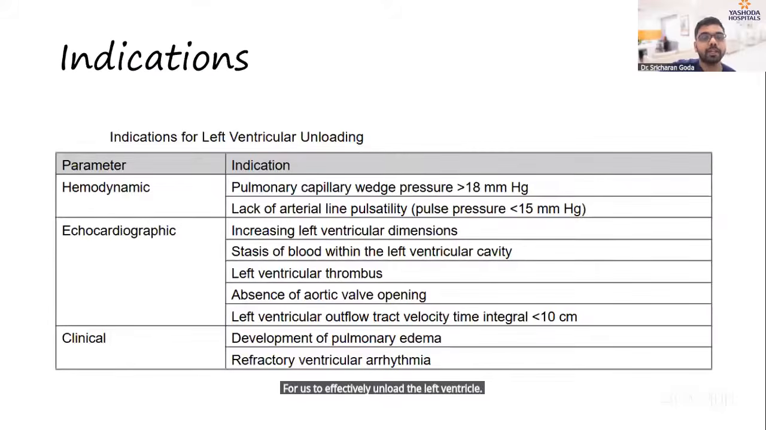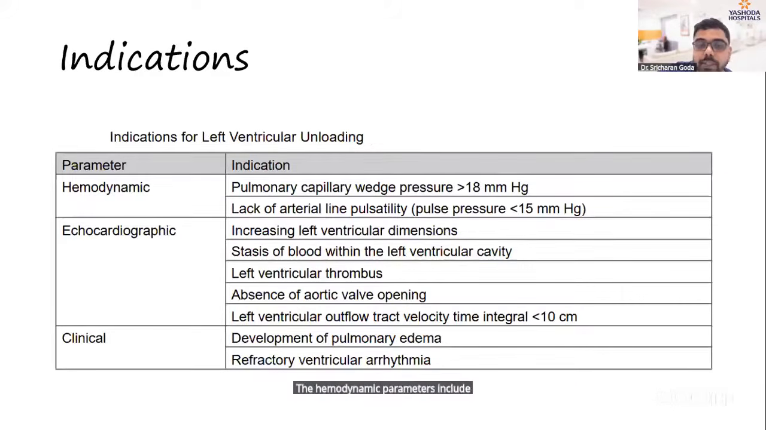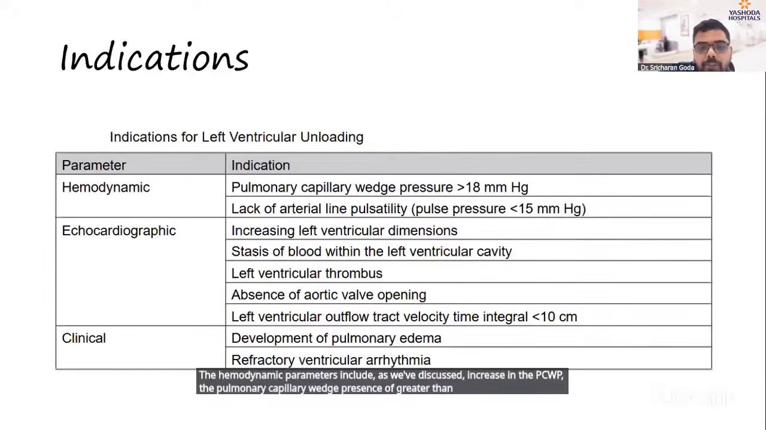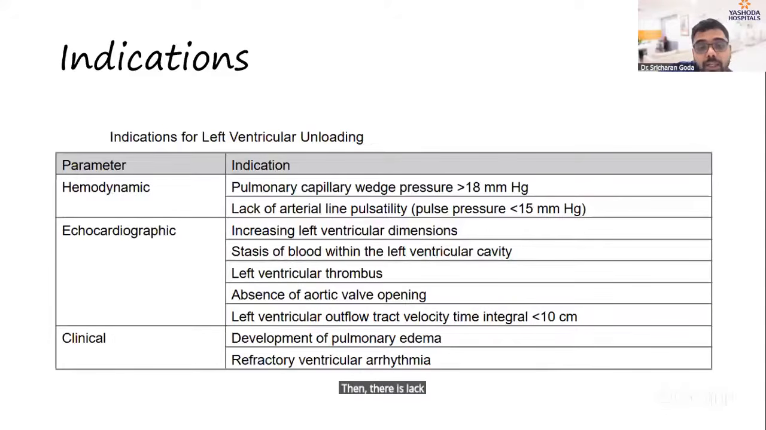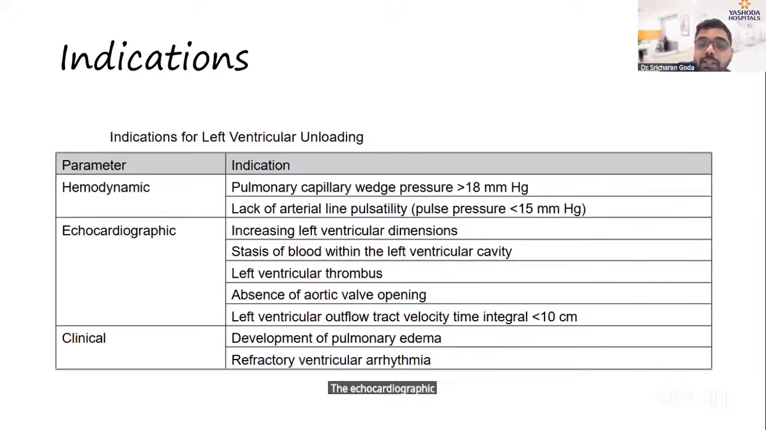Now, what are the various indications of left ventricular unloading? These include hemodynamic parameters, echocardiographic parameters, and clinical parameters. The hemodynamic parameters include, as we've discussed, an increase in the PCWP, the pulmonary capillary wedge pressure, of greater than 18 millimeters of mercury, essentially signifying increased left atrial pressures. Then there is lack of arterial line pulsatility, where the pulse pressure is less than 15 or less than 10 millimeters of mercury. The echocardiographic criteria include increasing left ventricular dimensions.